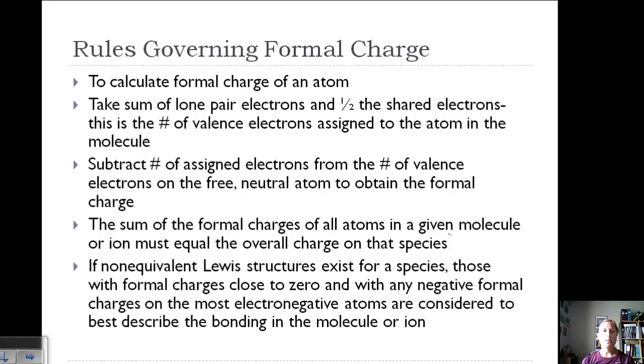So if we have non-equivalent Lewis structures, those with formal charges close to 0 and with any negative formal charges on the most electronegative atoms are going to be the best. And that's why the sulfate with the double bonds was a better Lewis structure than the one with all single bonds.